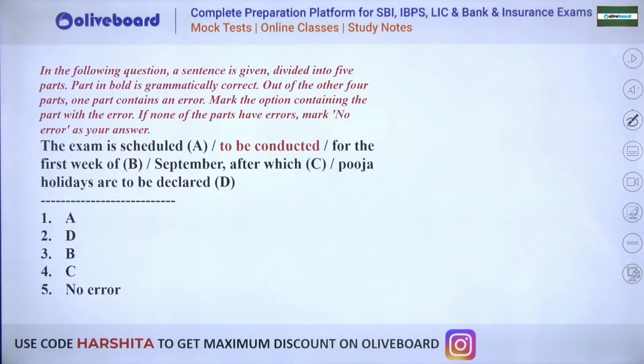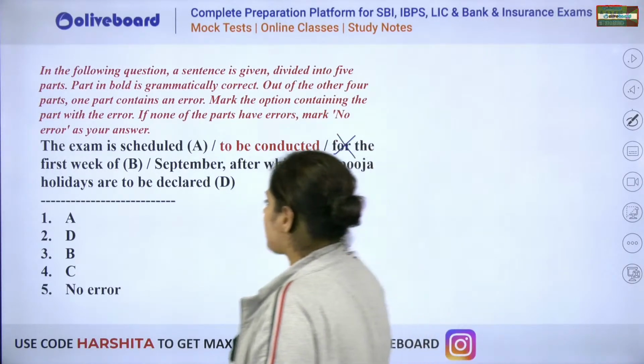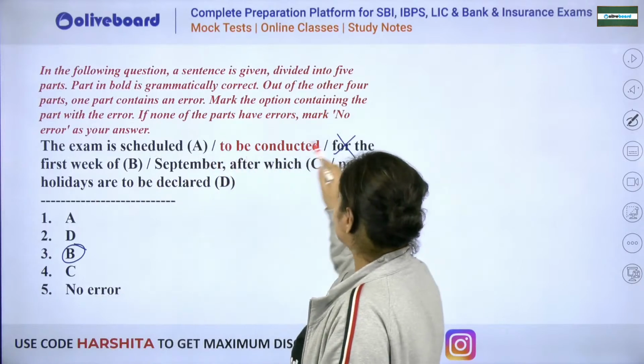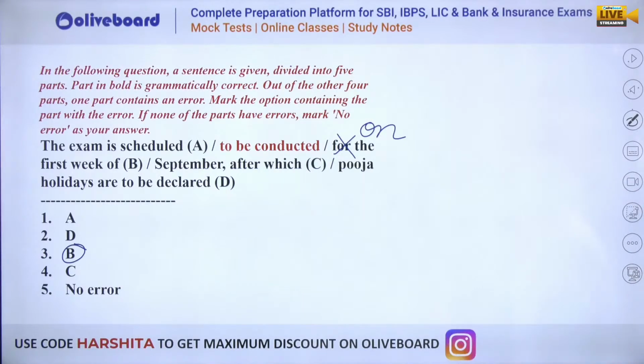Next one. Find one error. You know that when you talk about time context, you can't write for here, B part. What will it be? The exam is scheduled to be conducted on the first week of September. Please understand, on the first week. How can you write for? For a scheduled date, we say on, okay?